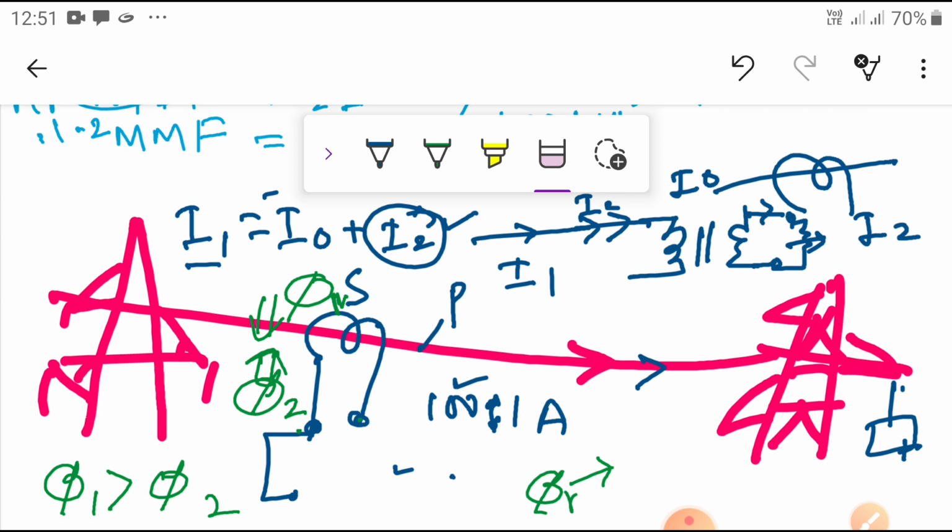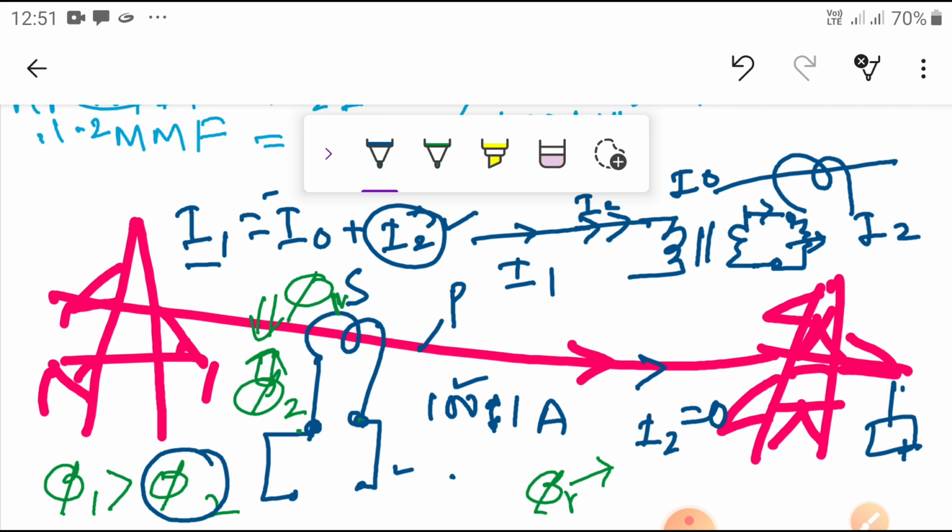Okay, then what will happen? Now, in case the secondary winding is kept open, then the secondary current will be 0. So current I2 becomes 0. Now no current is flowing because the circuit is opened. Then the MMF developed by phi 2 is 0.